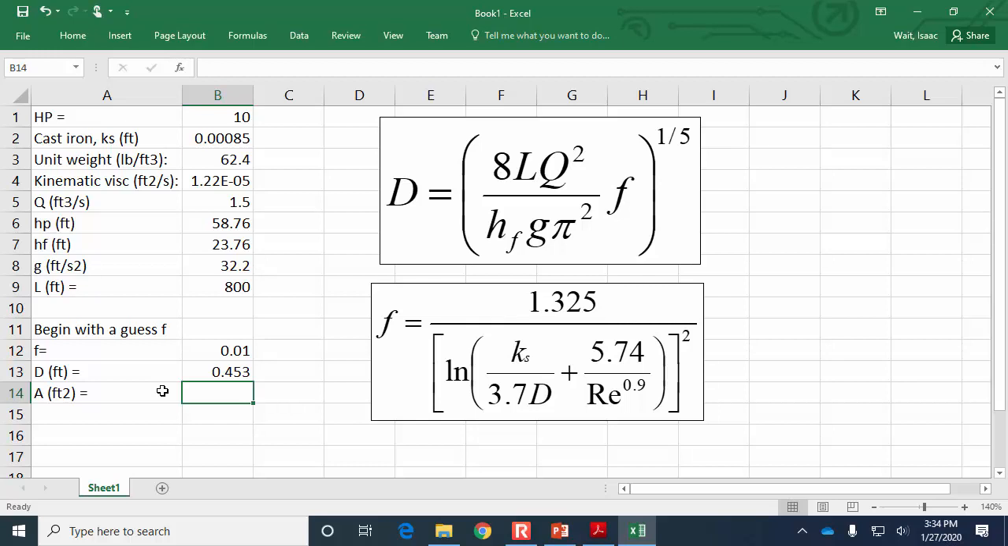And so, to check and see is it good, we have to know the Reynolds number. And to know the Reynolds number, we have to know the velocity. To know the velocity, we have to know the area. So it's a whole chain of events here. Any questions so far?